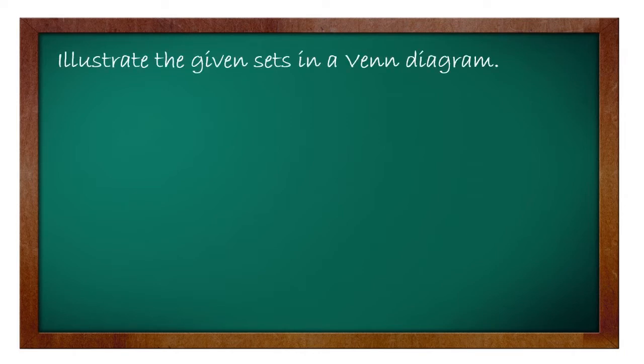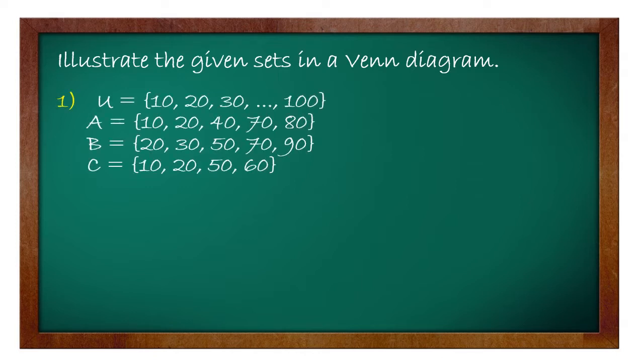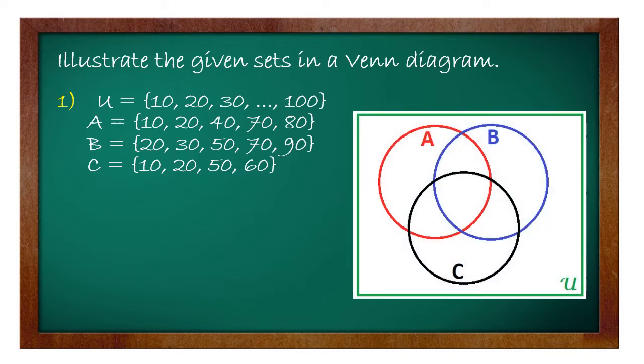We already identified the set being illustrated by the shaded part in the Venn diagram. Now this time, given the sets, we are going to illustrate them in a Venn diagram. For example, given the universal set whose elements are from 10 to 100, set A, set B, and set C. So, ibig sabihin, ang gagamitin natin na Venn diagram ay yung may tatlong circles. But before that, let us find first the intersection between the three sets.